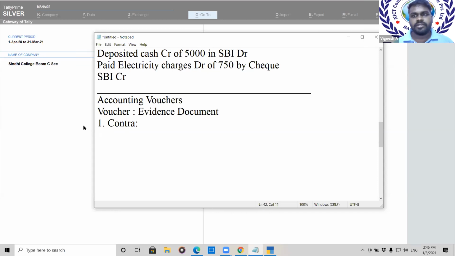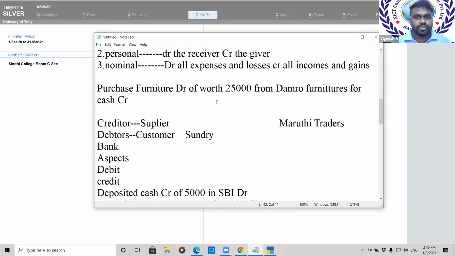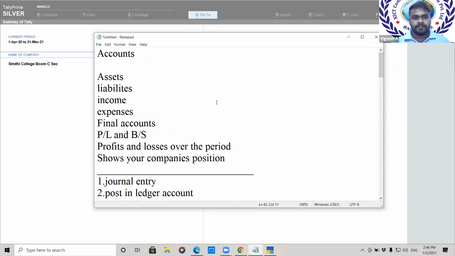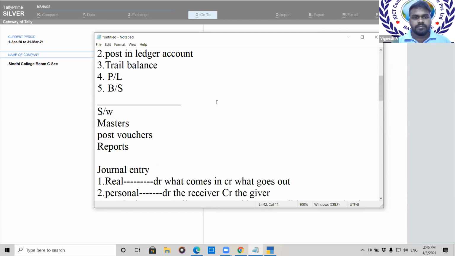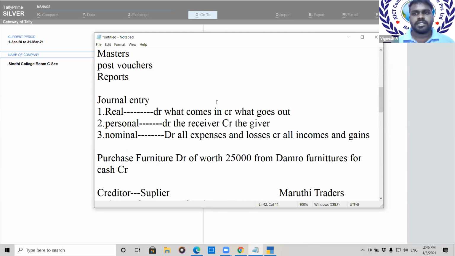Okay, before starting on this, I want you to go through all these things. I'll just keep the screen. Just revise this. Take a break. I'll start within 5 minutes.